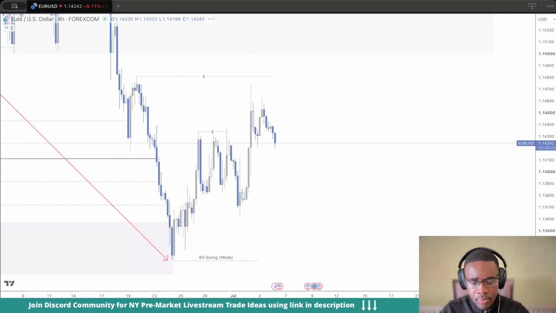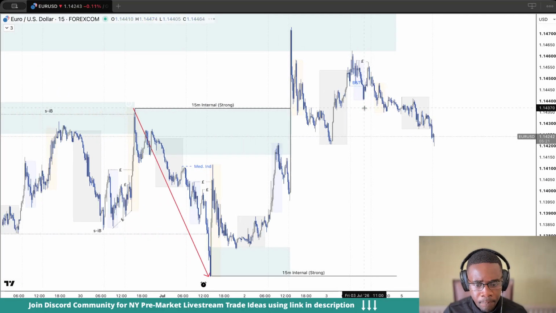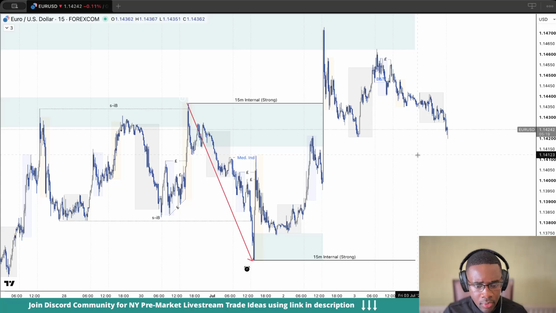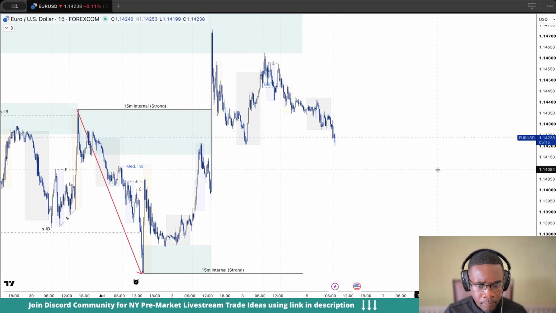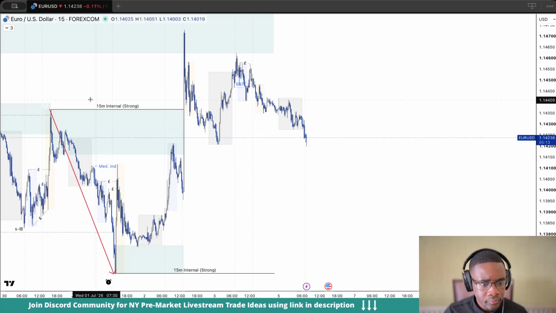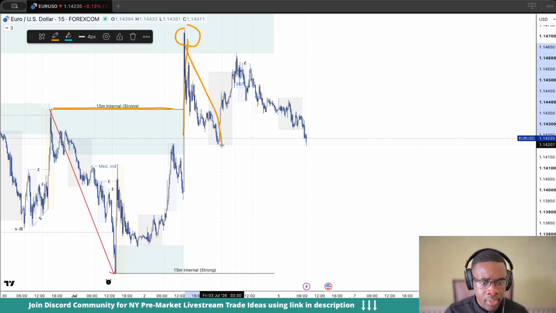So looking at 15-minute, let's see what we can expect for the day. Looking at price action for the day, we had our internal break of structure, price pushed up, mitigated this area of supply, we've had a reaction, came back to the extreme, and then we had a slow trickle to the downside.